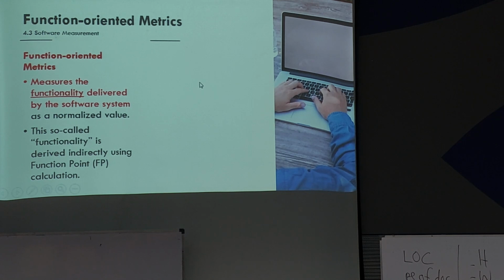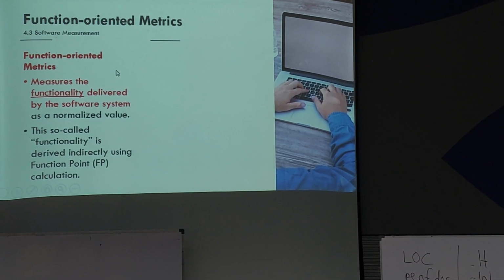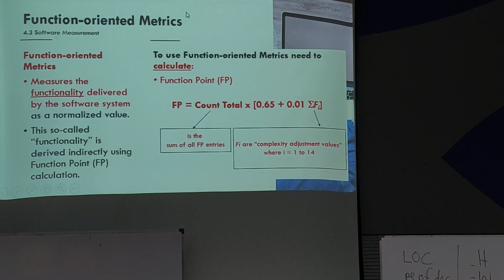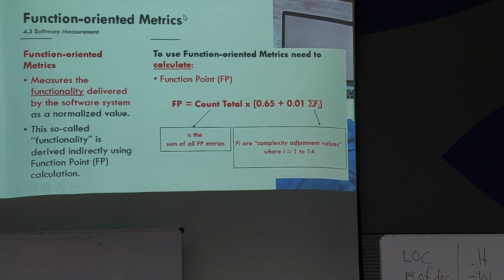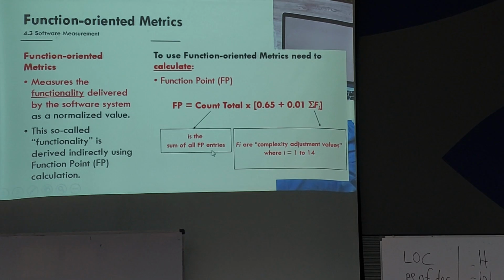Okay, so next let's look at function-oriented metrics. Function-oriented metrics measure the functionality delivered by the software system. If you want to use function-oriented metrics, the first thing you need to do is calculate the function point. Use this formula: function point is count total times 0.65 plus 0.01 summation Fi. Count total is the sum of all function point entries.